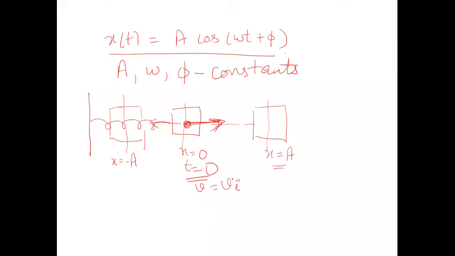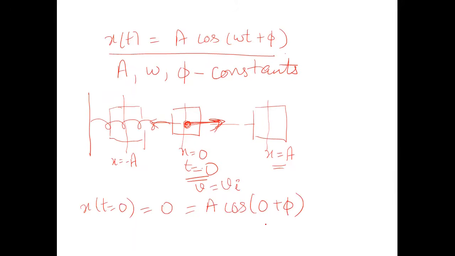Now, what would happen in this case? Let's apply the initial conditions here. At time t equal to 0, you are saying that your x is equal to 0. So I'll have A cos(0 plus phi), right?